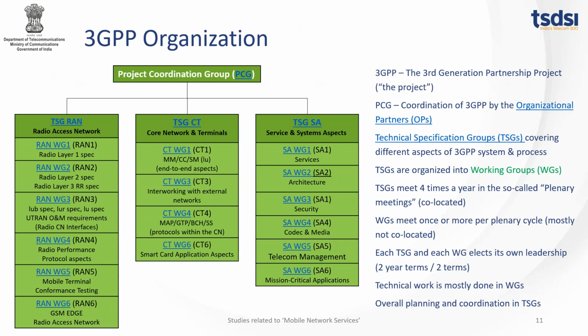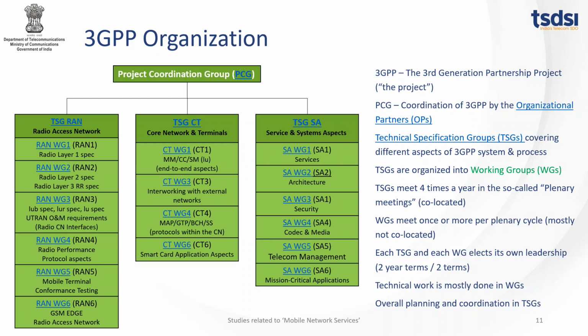A very quick glimpse into the 3GPP organization for somebody who is not aware. This is coordinated by the Project Coordination Group, which is like the governing body of 3GPP. Furthermore, it is divided into three different groups. One is TSG RAN, or the Technical Specification Group on Radio Access Network, which takes care of all the RAN-related aspects. Then you have the Service and Systems Aspects, TSG SA, popularly called the SA group. And then you have the CT group, core network and terminals. Each one of them is divided into working groups, which focus on certain aspects of that group. For example, the RAN TSG has 6 different working groups: RAN 1, 2, 3, 4, 5, 6.